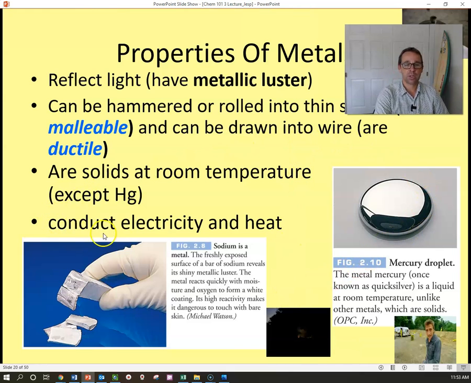So, metals conduct electricity. They conduct heat. Generally, they're solid. Mercury is the only one that is liquid at room temperature. You can make any of them liquid or gas by heating them up. But mercury is an example of a metal that's liquid at room temperature. So it's kind of an interesting scenario there.